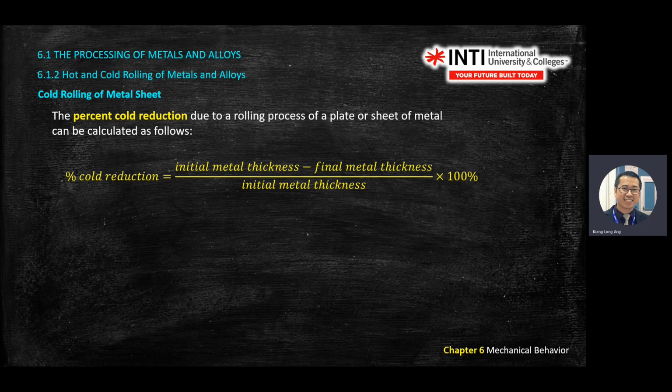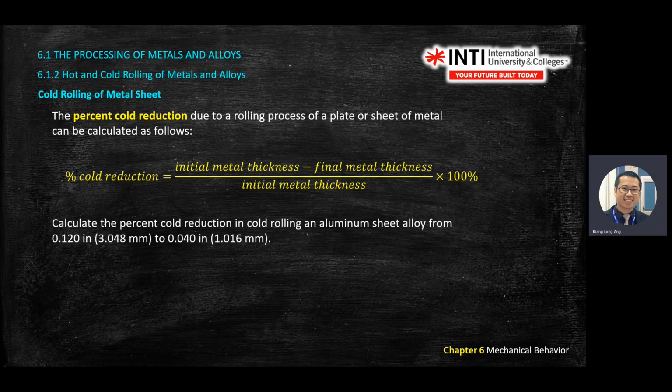It's quite direct. If the question asks you to calculate the percentage of cold reduction, you can. If you're given the percentage of cold reduction, you can calculate the final or the initial thickness. Normally the question will ask you for the initial value. It will tell you the customer ordered such and such thickness, and the factory machine was set to maybe 5% or 10% cold reduction. Calculate the initial thickness needed in this process. So you use this simple calculation.